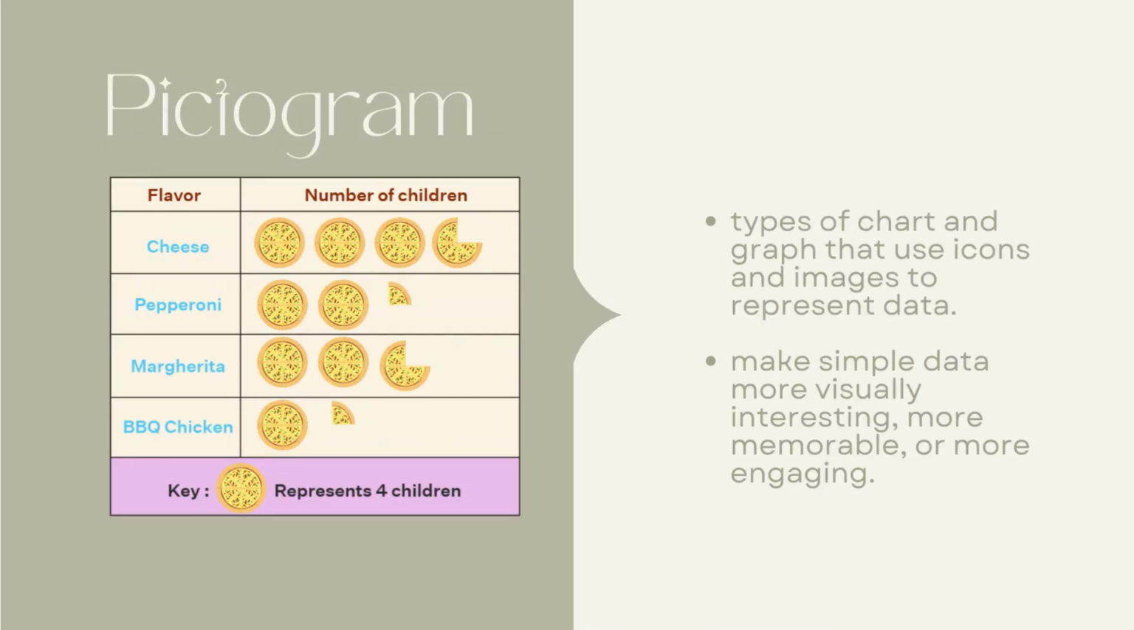Pictogram or pictograph is a type of chart and graph that uses icons and images to represent data. It is often more difficult to visualize data precisely with a pictograph. This is why pictographs should be used carefully to avoid misrepresenting data, either accidentally or deliberately. You can use a pictogram whenever you want to make simple data more visually interesting, more memorable, or more engaging.